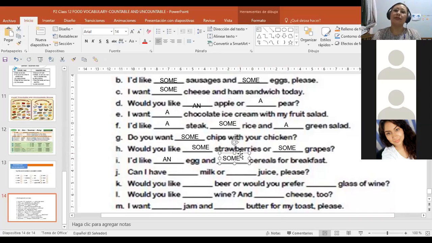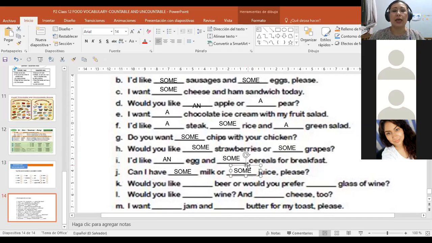Can I have some milk? Yes, some milk. Or some juice. Some juice, yes. Porque no estamos midiéndolo en vaso, aunque está singular, no lo hemos medido en vaso, ¿verdad? Ni nada de eso. Entonces decimos, can I have some milk or some juice, please?